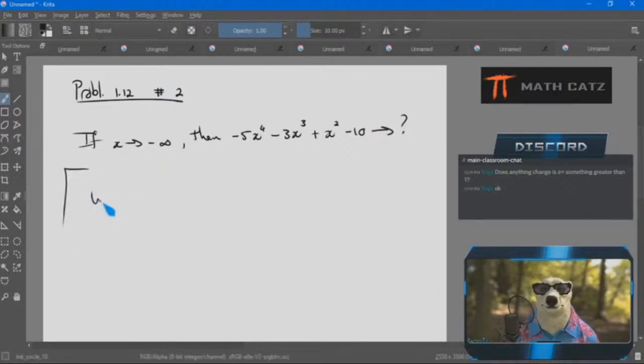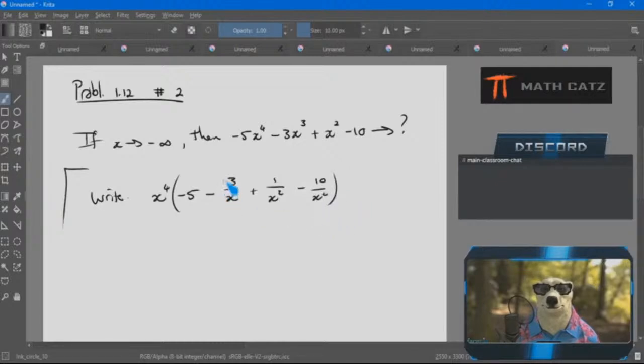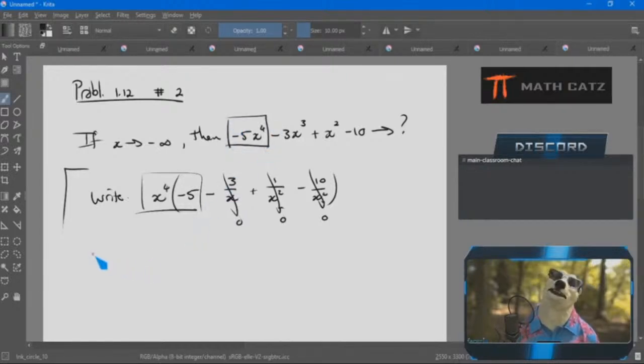So if I now do the same thing and write this y as taking out the highest power of x, you can take your time to verify. I'm going to get -5, minus 3 over x plus 1 over x squared minus 10 over x to the 4 with the same argument. All of these are going to shrink down so close to 0 I can't even tell them apart. The only things that are left are exactly the things in the leading term.